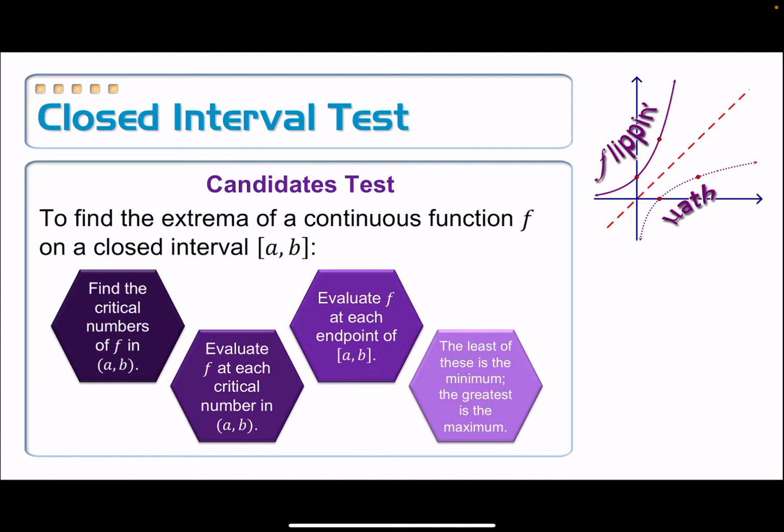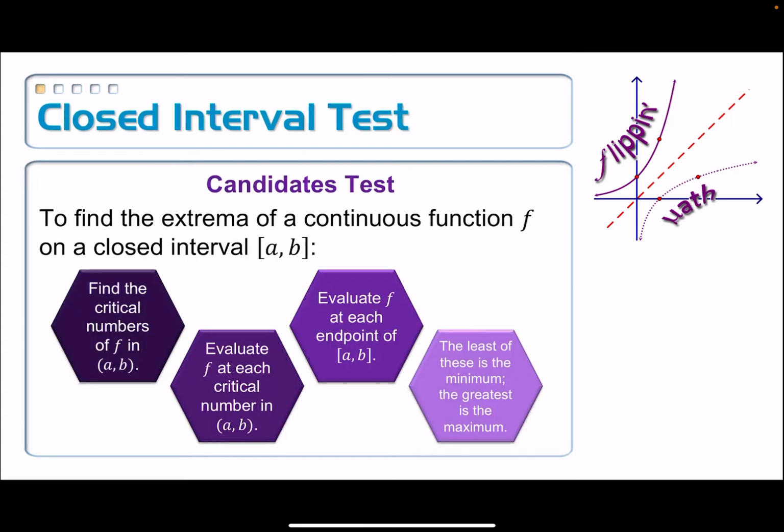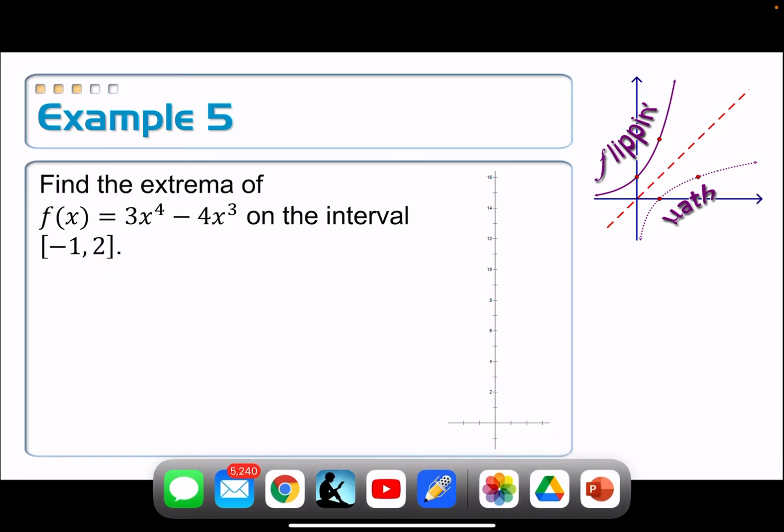So let's put that into practice right here in example 5. Find the extrema of f of x is equal to 3x to the fourth minus 4x cubed on the closed interval from -1 to 2. Okay, so first of all, can I apply the closed interval test, the candidates test, to this? I sure can, because this is a polynomial function which is continuous everywhere, so therefore it must be continuous on this closed interval. So then, what do I do next?